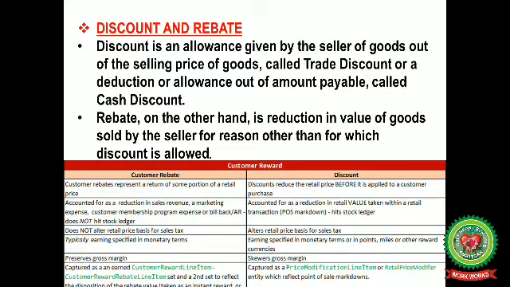So now here we will differentiate between customer rebate and customer discount. You can see on your screen that both customer rebate and discount are termed as customer reward. Customer rebates represent a return of some portion of a retail price, whereas discount reduces the retail price before it is applied to a customer purchase. Customer rebate is accounted for as a reduction in sales revenue, a marketing expense, customer membership program expense, or bill back which does not hit the stock ledger.